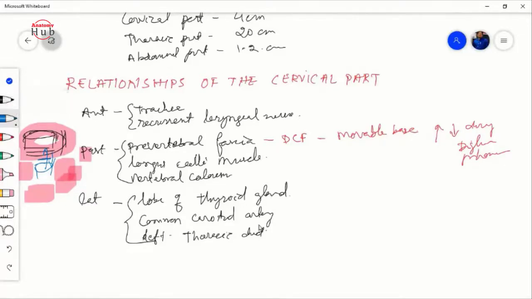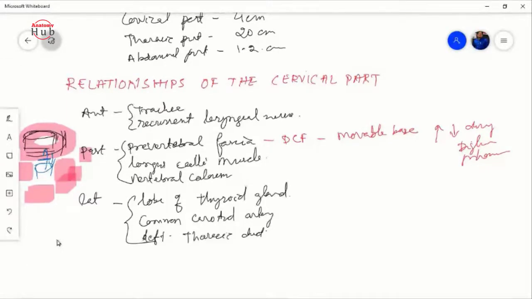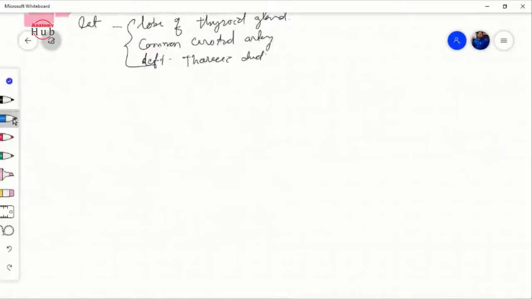Okay, so this is the relation of your cervical part. Then come to the relation of the thoracic part.